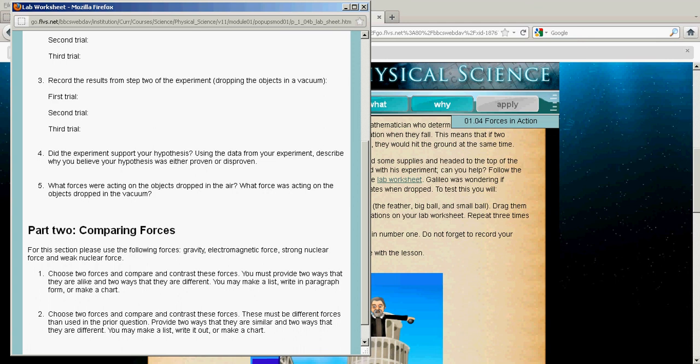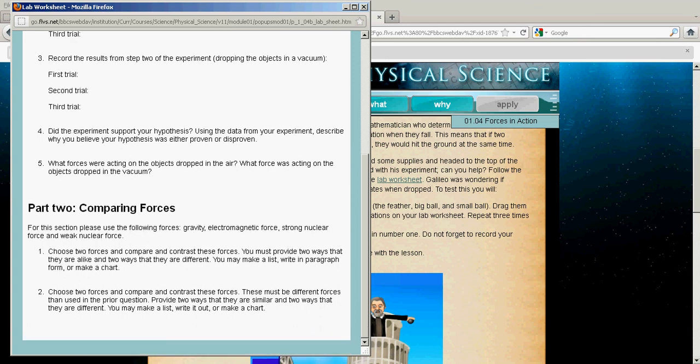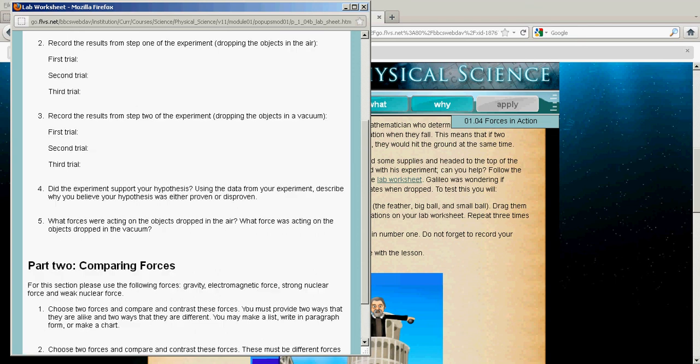Did the experiment support your hypothesis? Why or why not? I want to know more than just yes, it did. Tell me why or why it didn't. And what forces were acting on those objects when they dropped in the air and dropped in the vacuum? And then part 2 is comparing and contrasting those 4 fundamental forces we just talked about: gravity, electromagnetic, weak nuclear, and strong nuclear. So you're going to choose 2 for question 1 and choose the other 2 for question 2.